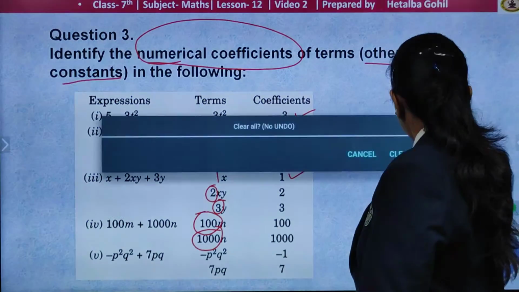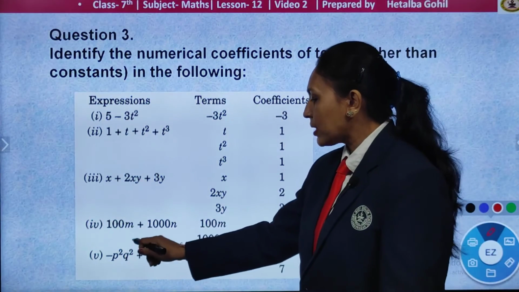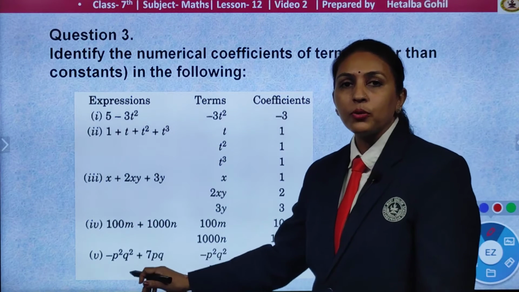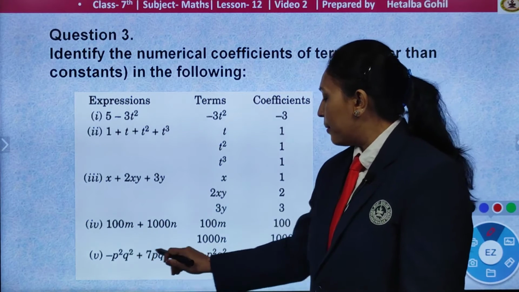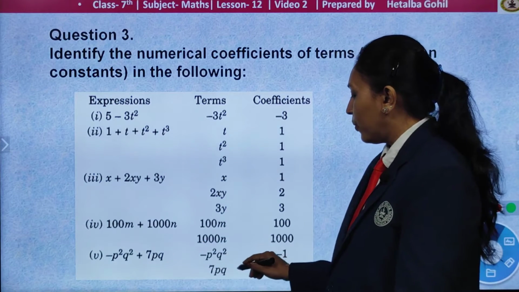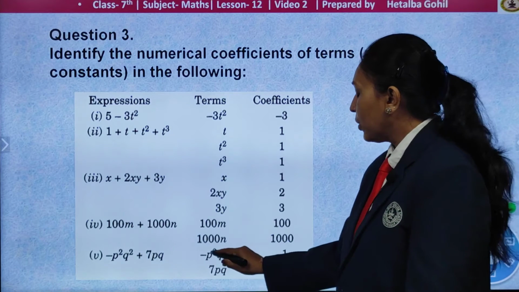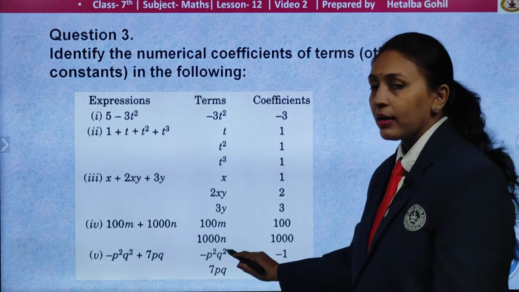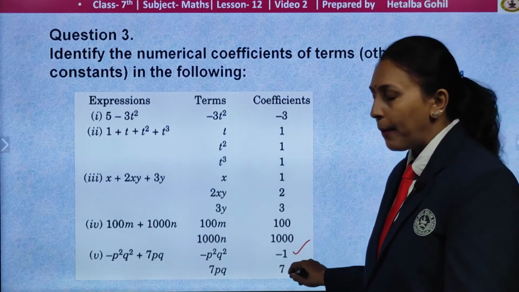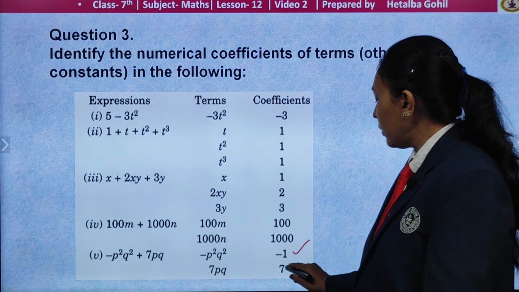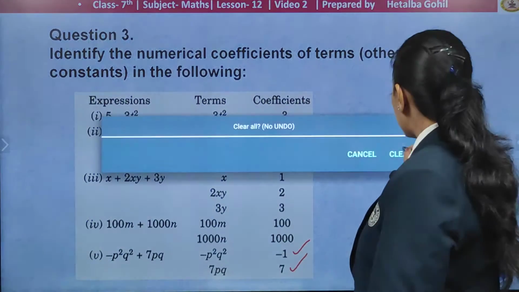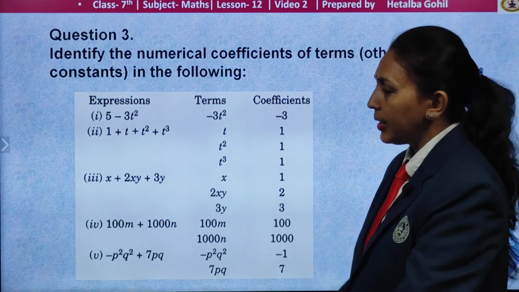Next here, minus p square q square plus 7pq. So the terms with the numerical coefficient here are minus p square q square and 7pq. As there is no number here, the coefficient of minus p square q square is minus 1. The sign goes with the number. And for 7pq, the coefficient is 7. Okay, so please read the question and answer it accordingly.